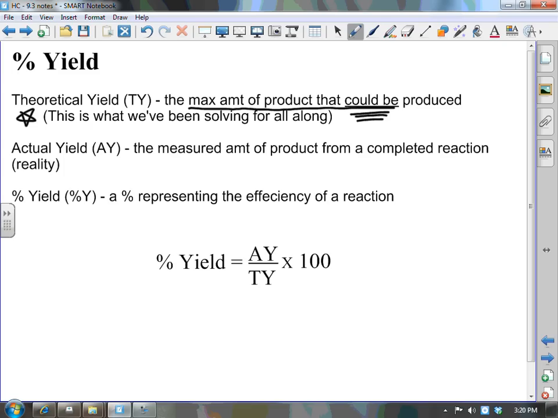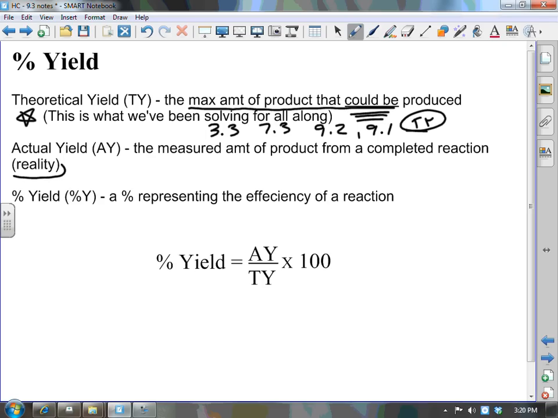All the stuff from section 3, section 7, all of 9.1 and 9.2, all that stuff has all been theoretical yield. That's what the book tells us it should be. Okay? So, nothing new there. Been doing that all along.